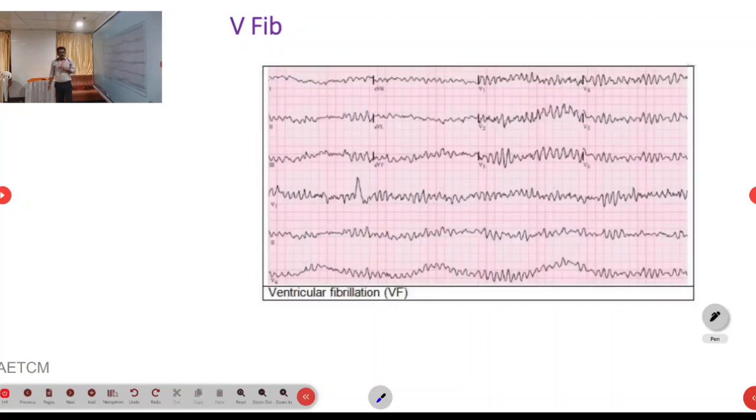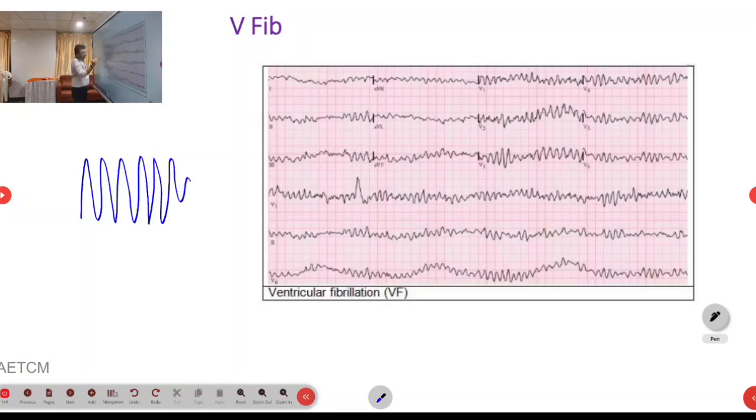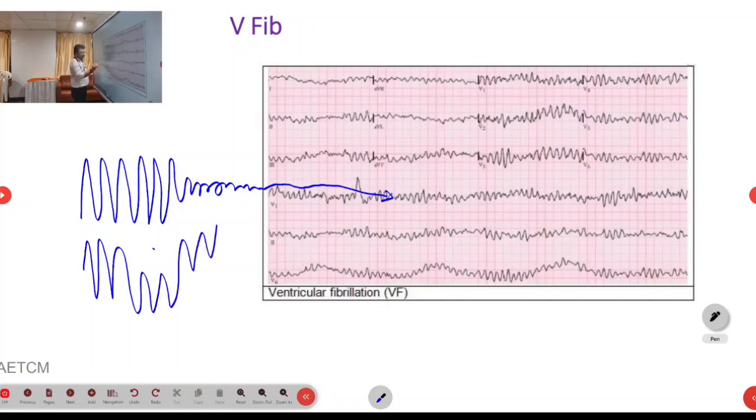Now ventricular fibrillation is slightly different from VT. VT is a more organized rhythm, but if you don't treat VT, it will become ventricular fibrillation and flat line. Whereas Torsades de pointes is like this only, but it just twists the axis. But still it is an organized rhythm.